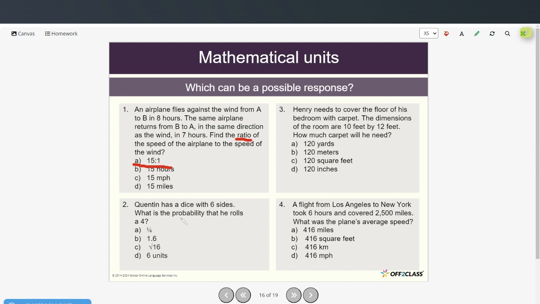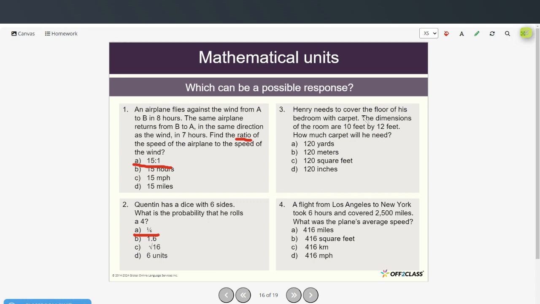Quentin has a dice with 6 sides. What is the probability that he rolls a 4? So, probability, I would say 1 out of 6. There's a 1 out of 6 chance that he would roll a 4.